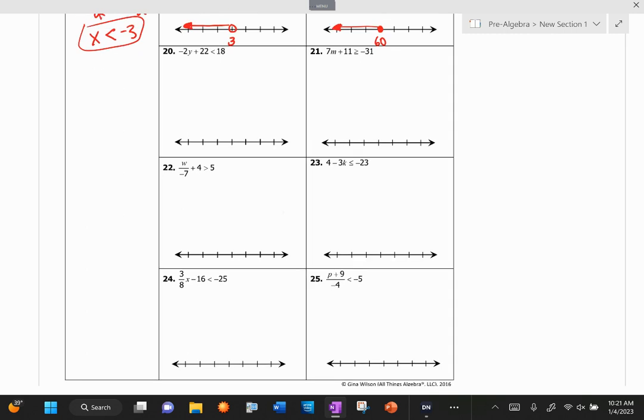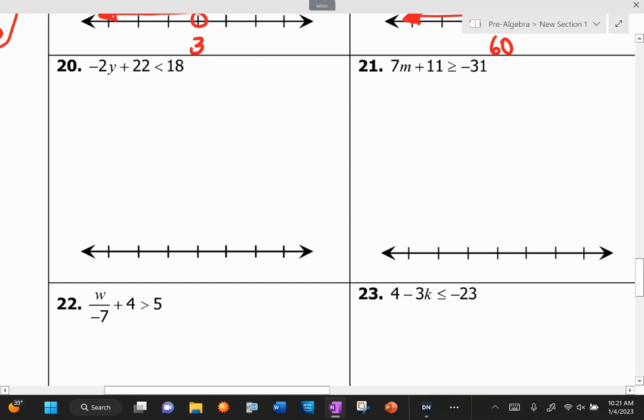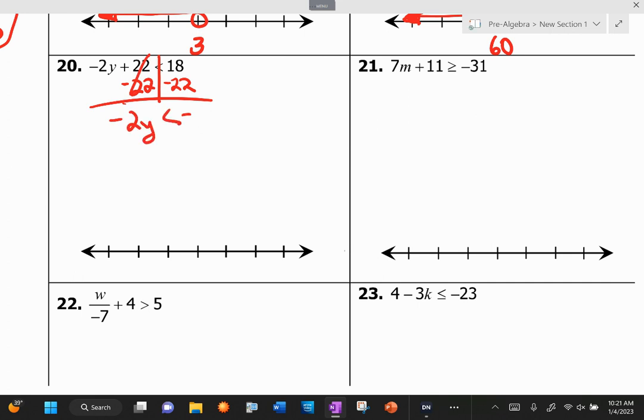Okay, let's check 20 and 21. So on number 20, we identify the variable is on the left side. It's being multiplied by -2 and added by 22. So we're going to subtract 22 from both sides. It's going to give us -2y is less than -4. Then we're going to divide both sides by -2, which triggers the one special thing. You divided by a negative, so you've got to flip this sign to be greater than now. So you have y is greater than 2.